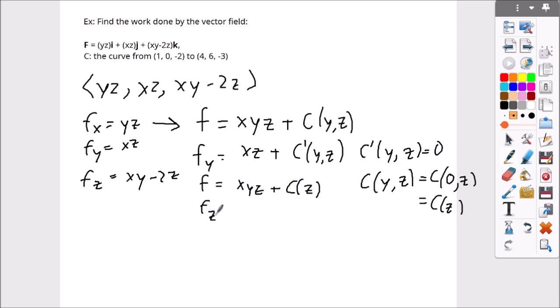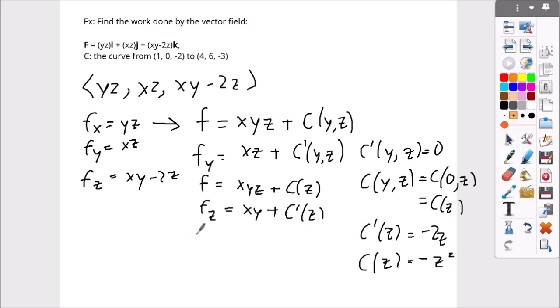So f sub z is xy plus c prime of z, and now we notice that xy plus c prime of z and xy minus 2z, so c prime of z is equal to minus 2z. So c of z is minus z squared. So f is xyz minus z squared. There you go.